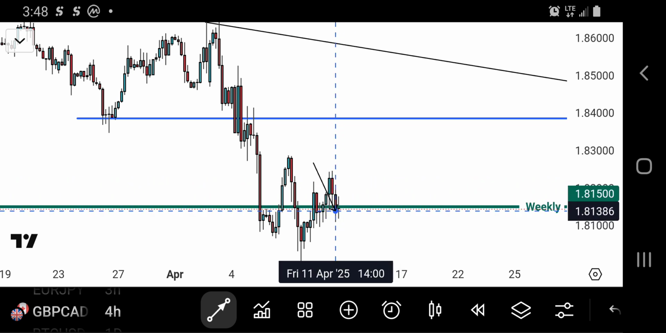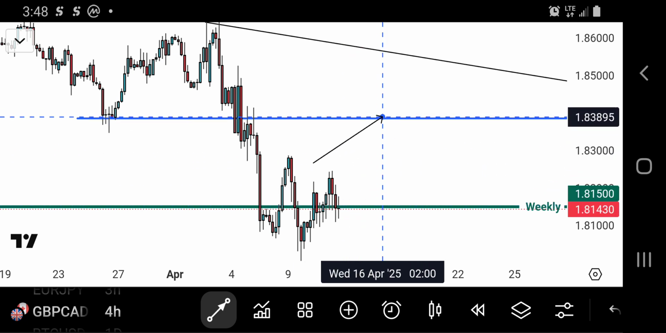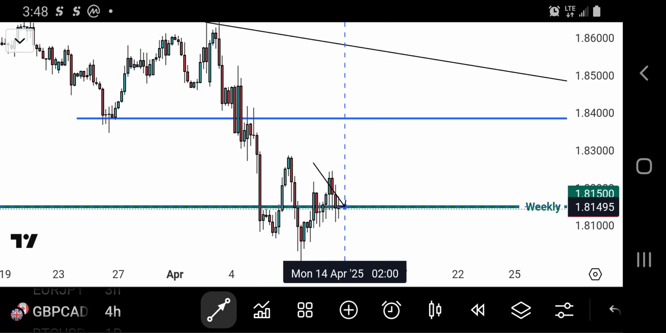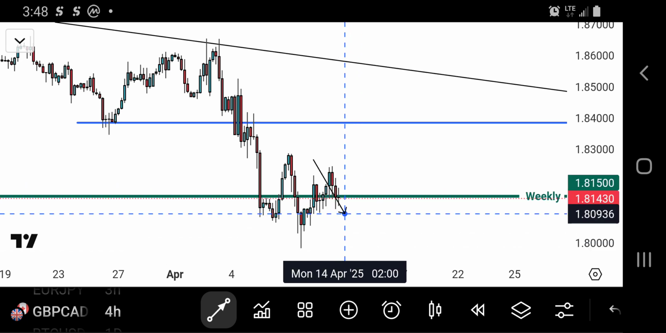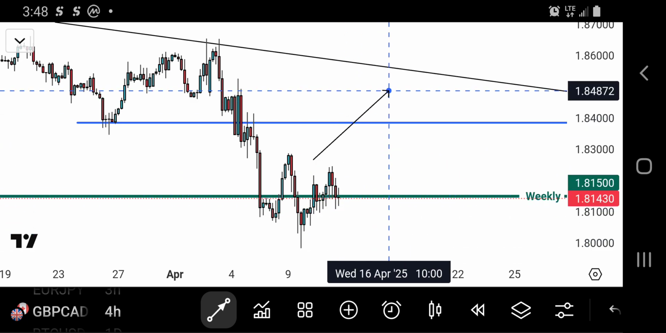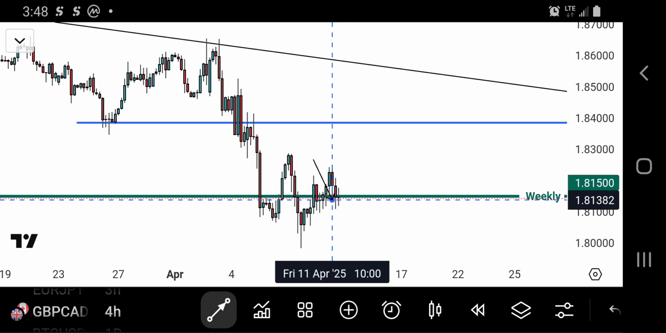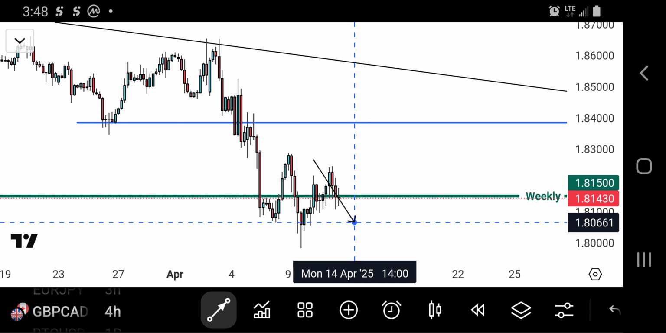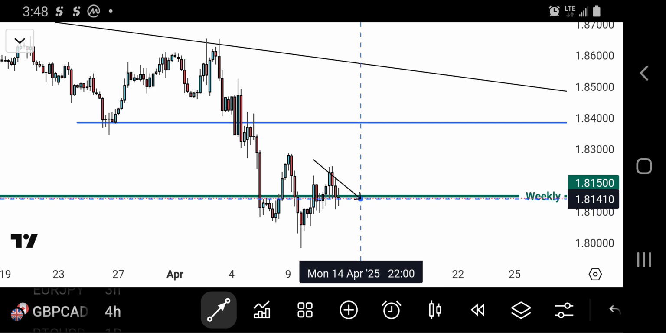We could get a bounce from here on Monday up to this point for the week, and maybe as far as the trend line next week. Or we can still continue to go down, but I don't think we're going to be going down. I think we're going to be bouncing to the upside because GBP USD is already going bullish against the dollar. So I think that strength is also going to flow into this market, which is GBP CAD, by next week.